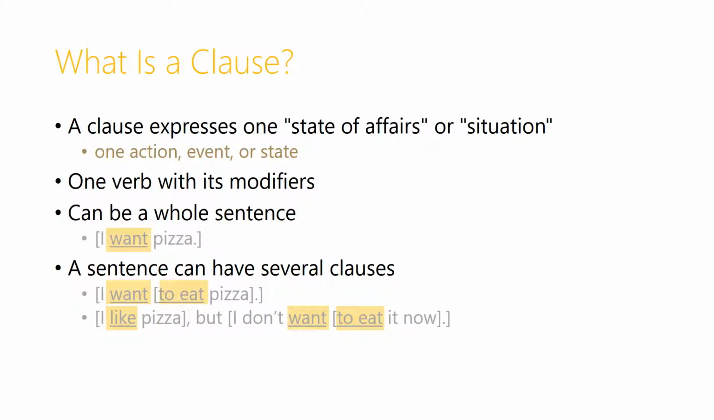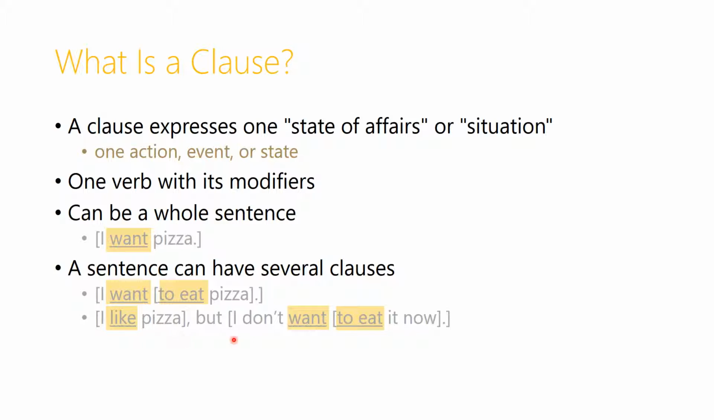And you can see by the way I've arranged the square brackets there, pizza now is part of this inner clause because it's telling us what we want to eat. But I is the subject of want as part of that outer clause.